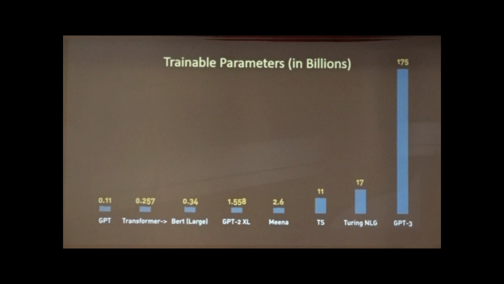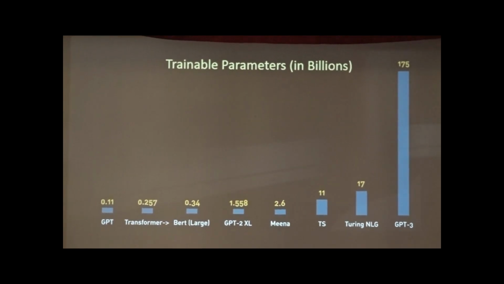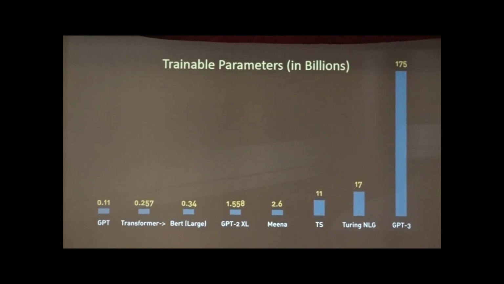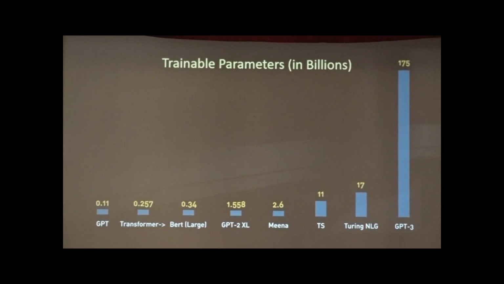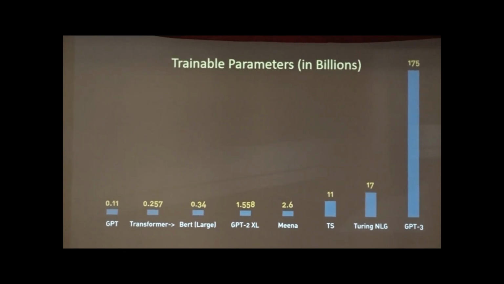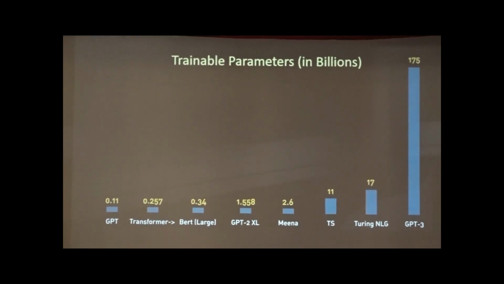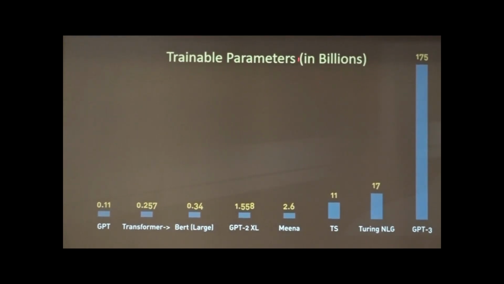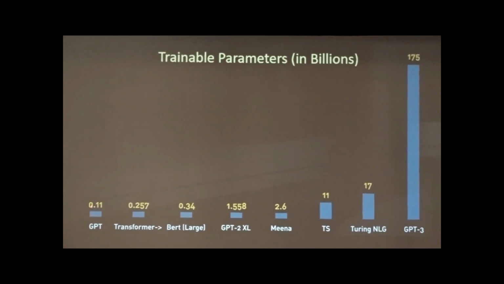Obviously, the capacity of the model we will discuss in terms of its network parameters. Just now we had discussed, this is a kind of deep neural network. So, what is this deep neural network? What is its capacity? I am talking in terms of the learnable or trainable parameters in billions. If you see the GPT version 0.1, the primary version, it used 0.1 billion parameters, then the transformer model with 0.25, and the large model with 0.34.